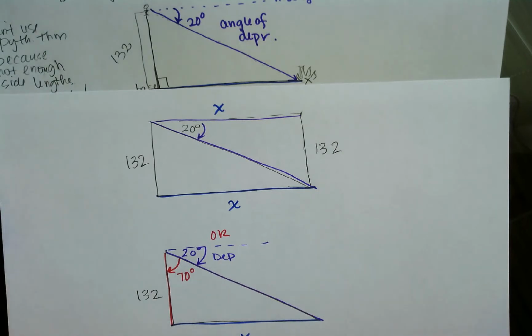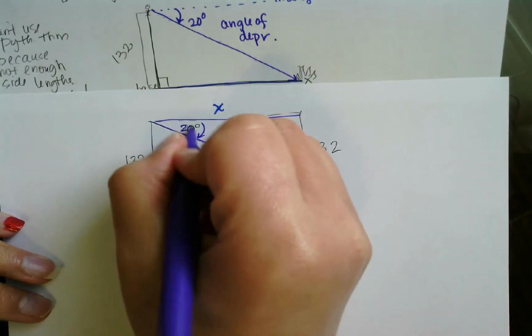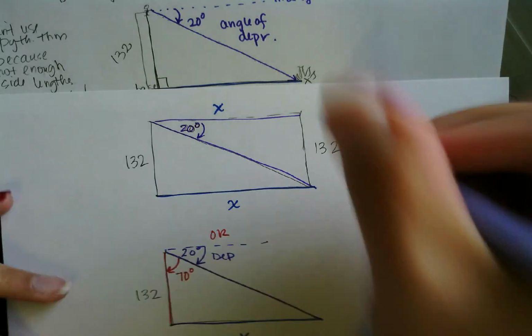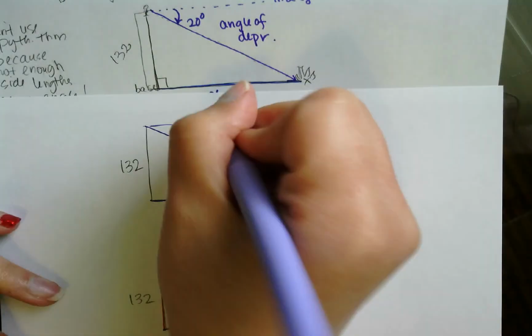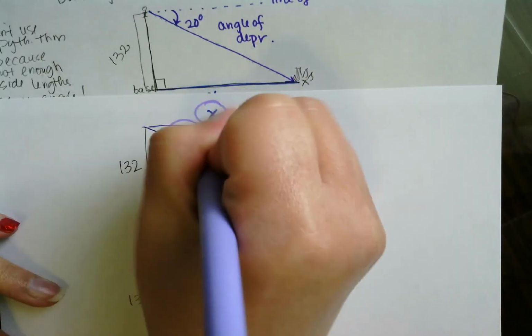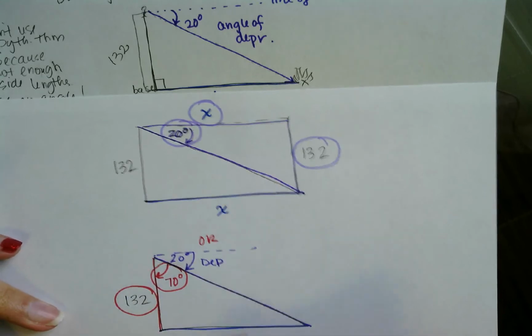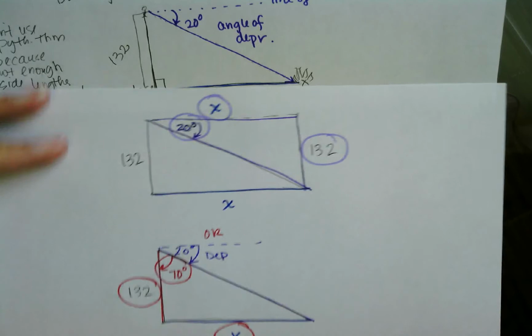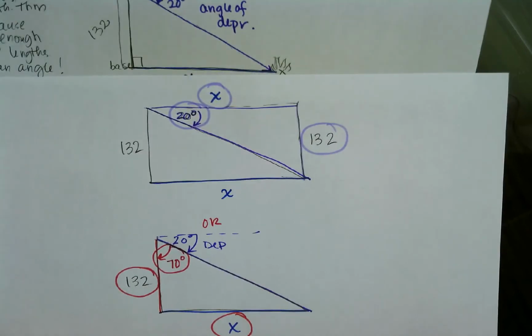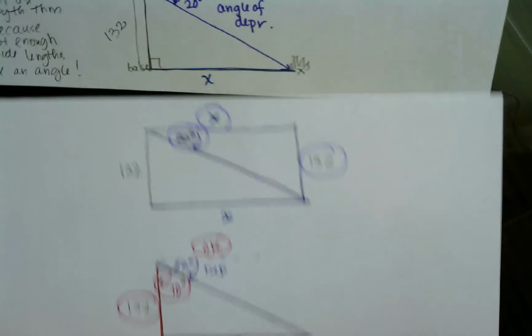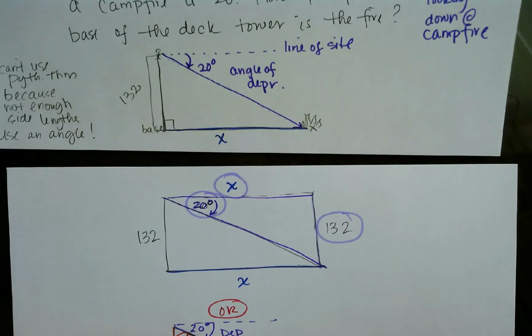So either you're using the 20 degree one, highlight this side. So you would use x, 132, or 20 degrees. Or if you realize that you could find this angle, 70 degrees, 132, and x. That is your choice. That is totally your choice. It is up to you. Whatever you see, whatever works, you can use either one. Either one is fine. So I got that from our original. Just made a rectangle.